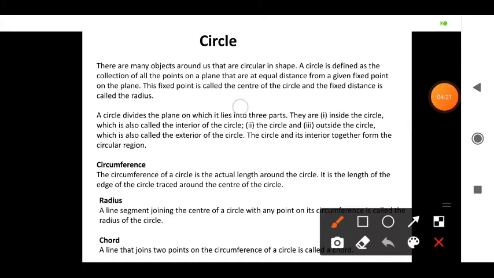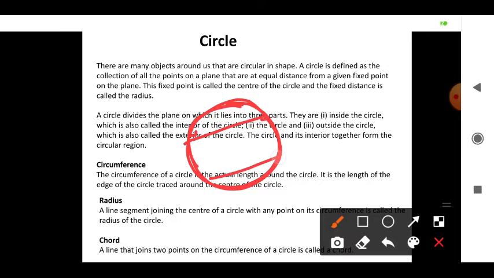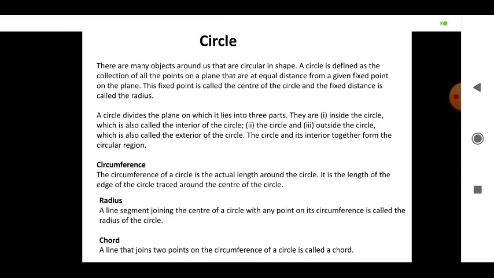And chord. What do you mean by chord? A line that joins two points on the circumference of the circle. I told you circumference means this. Any two points, if you join them, that will become a chord. Any two points on the circumference of the circle, if you join them, that will become the chord.